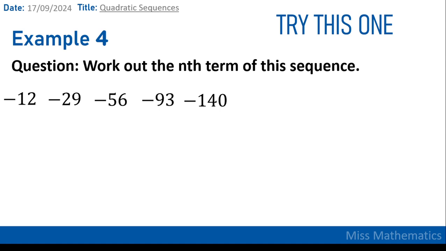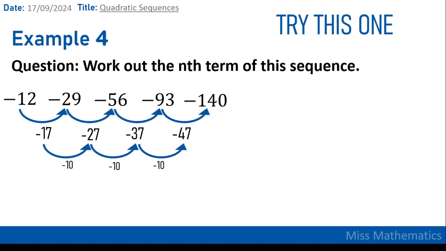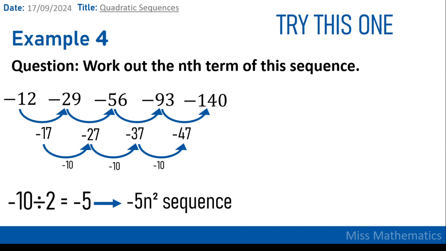Pause the video here and try this one out before I explain it. So this is another negative quadratic sequence, and as you can see, the difference of the difference here is minus 10 each time. Then we do minus 10 divided by 2 to get minus 5, and we need to work out the minus 5n squared sequence.